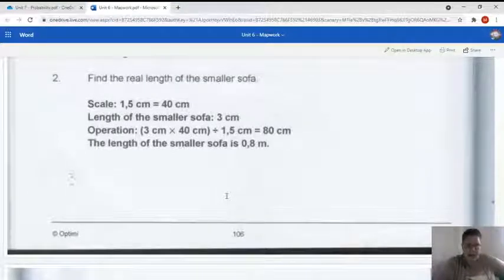Then it says find the real length of the smaller sofa. So again, 1.5 centimeters equals 40 centimeters. The length of the smaller sofa is 3 centimeters. So they've measured the sofa, which is 3 centimeters. So the operation: 3 centimeters multiplied by 40 centimeters divided by 1.5 centimeters equals 80 centimeters. So the length of the smaller sofa is 0.8 meters.